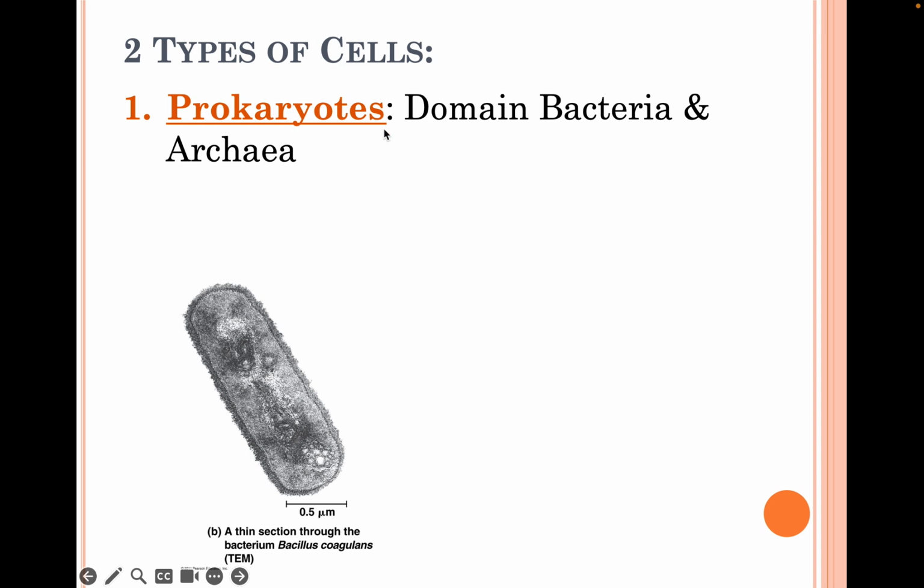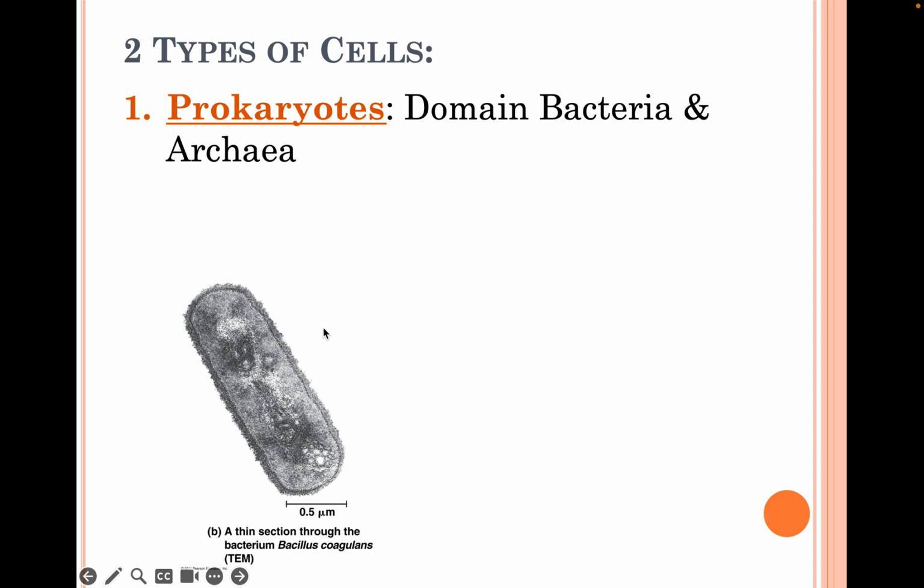We'll talk more about classification later this semester, but if you remember way back to high school biology, you talked about domain, kingdom, phylum, class, order, family, genus, species. Domain is the largest category we have for classifying living things. There are only three domains: domain bacteria, domain archaea, and domain eukaryota. So prokaryotes include domain bacteria and domain archaea.